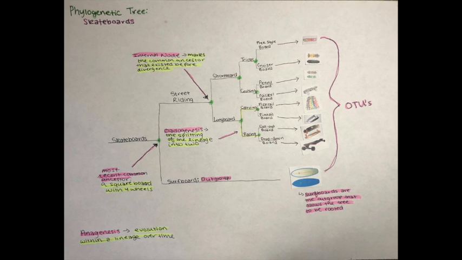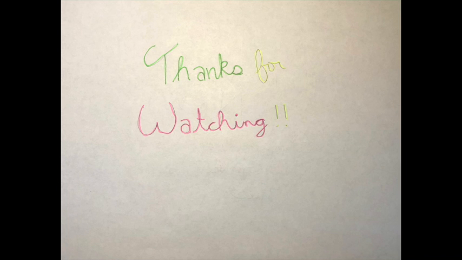On the other hand, anagenesis is described as evolution within a lineage over time. Anagenesis is not truly seen in this tree, as there is a great deal of divergence between the kinds of skateboards and their uses. I hope this video shed a little more light on phylogenetic trees.